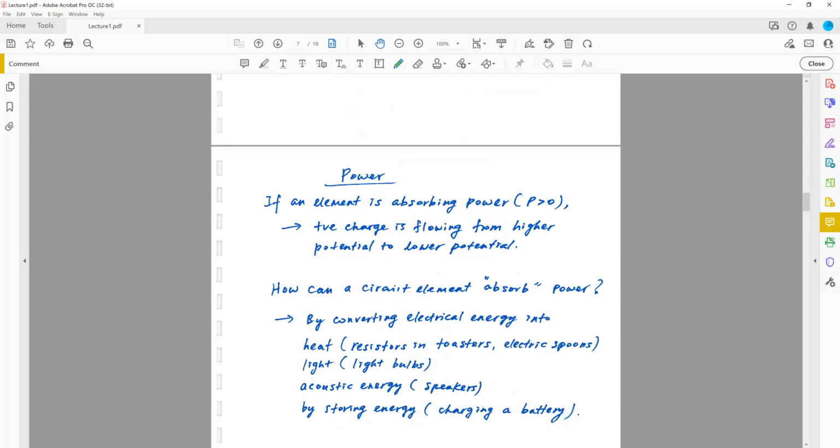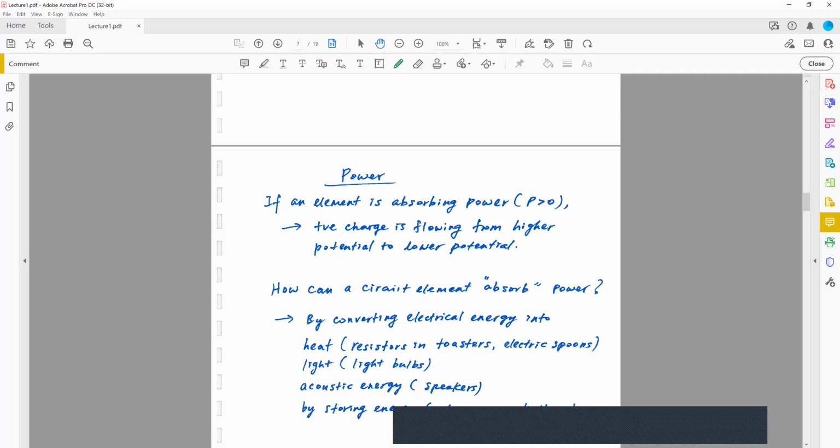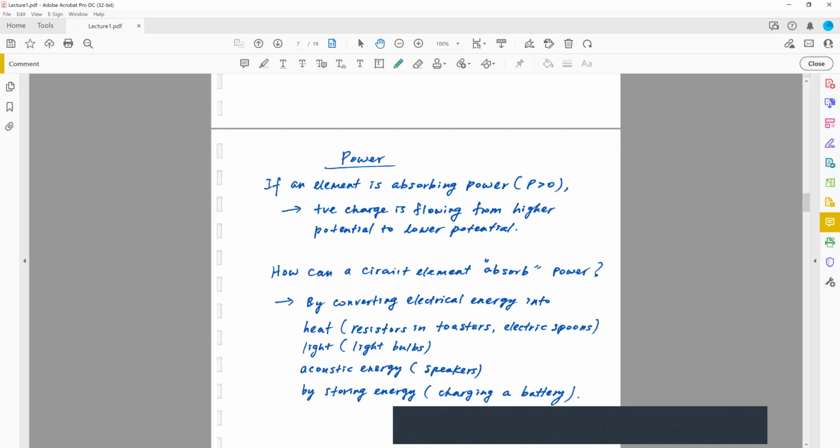You're going to see this very frequently in your daily life. For example, we can convert electrical energy into, number one, heat, in the context of a toaster, where there are resistors inside your toaster. We can convert electrical energy to light, for example light bulbs. We can also convert electrical energy to acoustic energy, for example driving a speaker for audio. And we can also have energy storage, for example charging a battery.